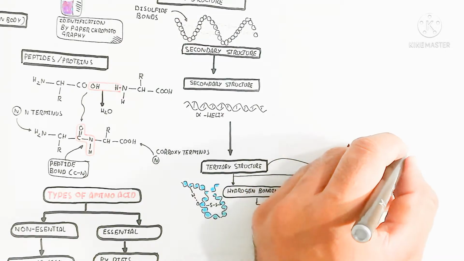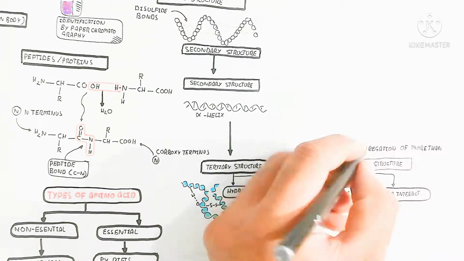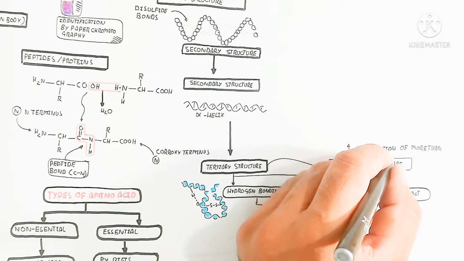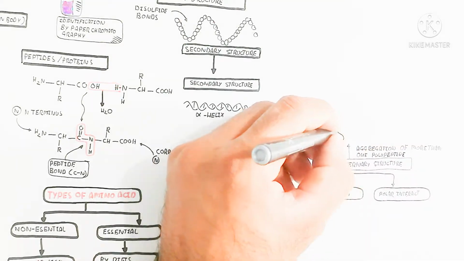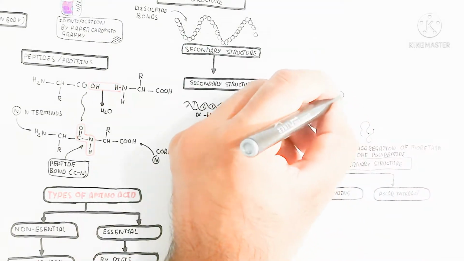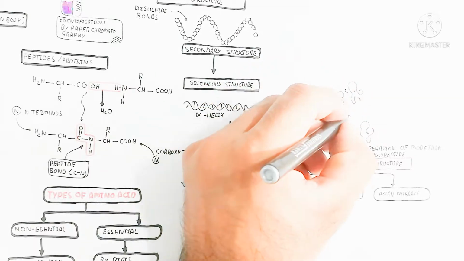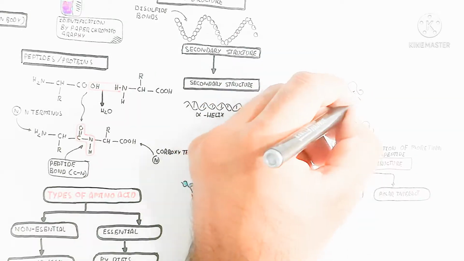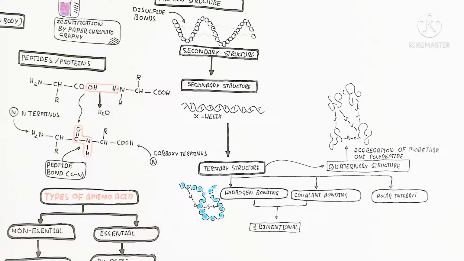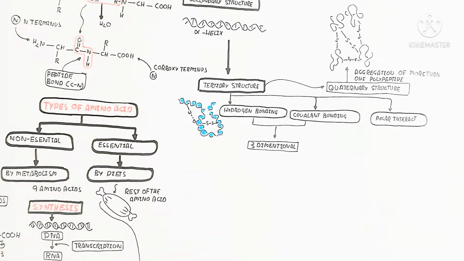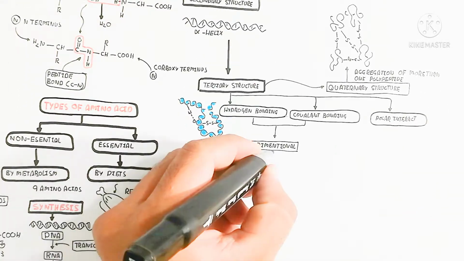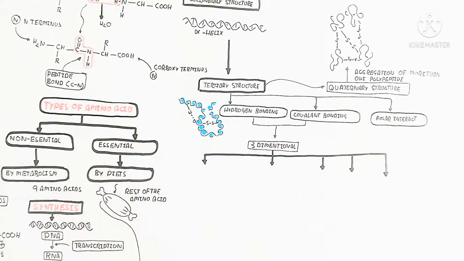We will also understand about that. So first of all, here is the quaternary structure, which is made up of the aggregation of more than one polypeptide. So more than one polypeptide of the tertiary structure will lead to producing the quaternary structure. So let's begin to understand the three-dimensional protein, which is used for function.